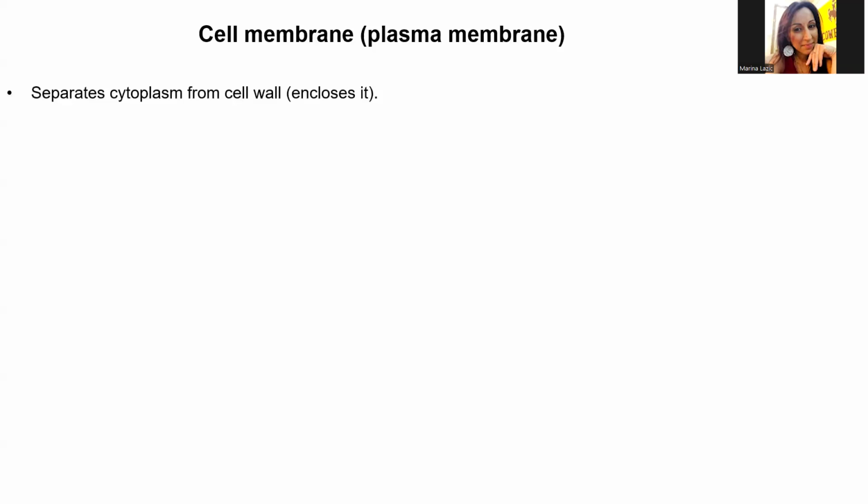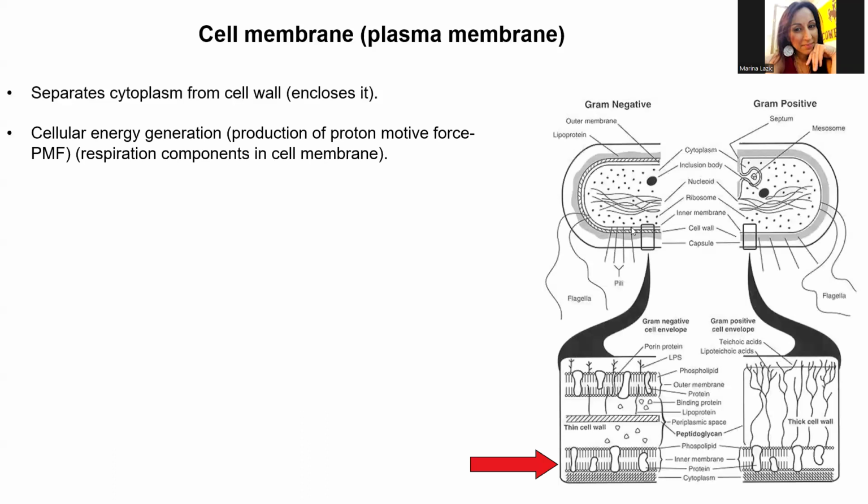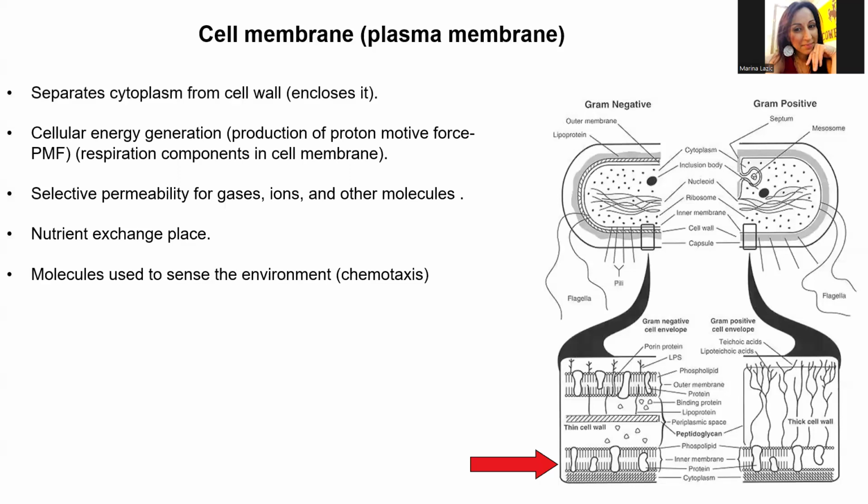And this is the current structure of the cell membrane, with all the components that we have in it. The cell membrane is a very important place where cellular energy is generated, known as proton motive force or the respiration components of the cell. It's not only a place for energy generation, it's also a barrier toward the external world, which means it has selective permeability for ions, gases, and other molecules. And it's also the place where nutrient exchange is happening.